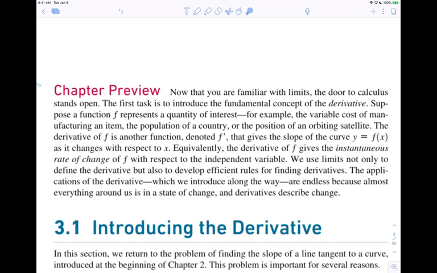We use limits not only to define the derivative, but also to develop efficient rules for finding derivatives. So that's going to get into section 3.3. To me, that section is a lot of fun, and that's when I fell in love with math. It's actually really easy. Those are shortcuts.